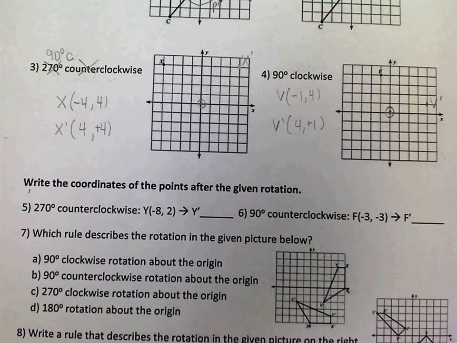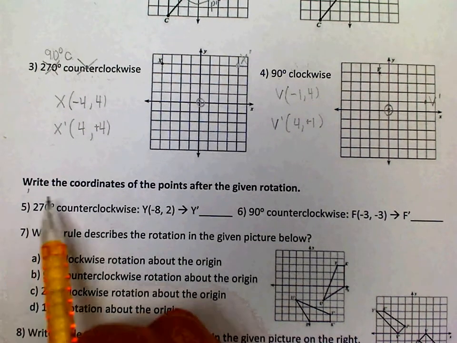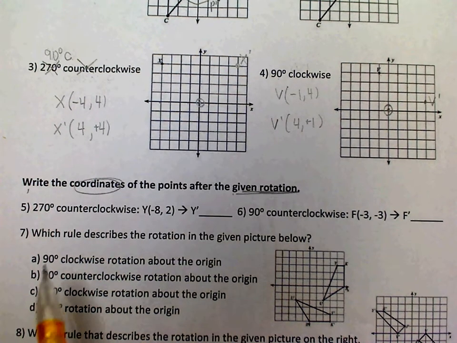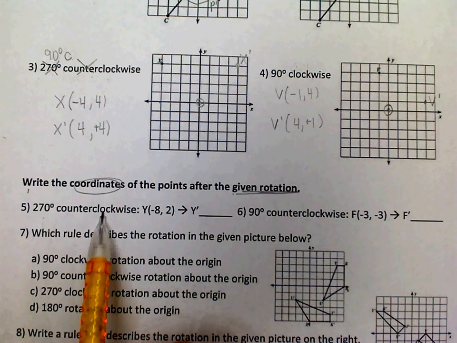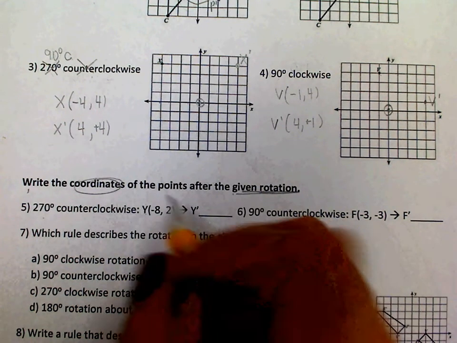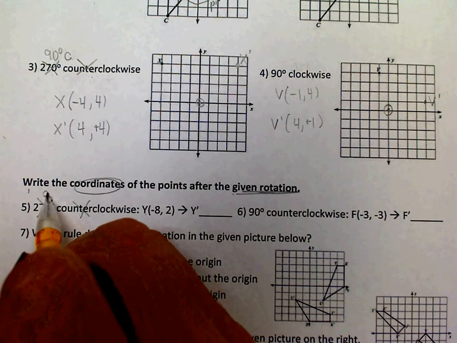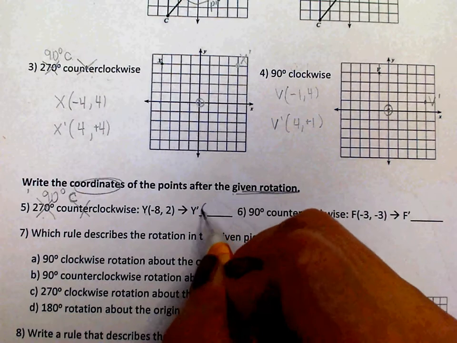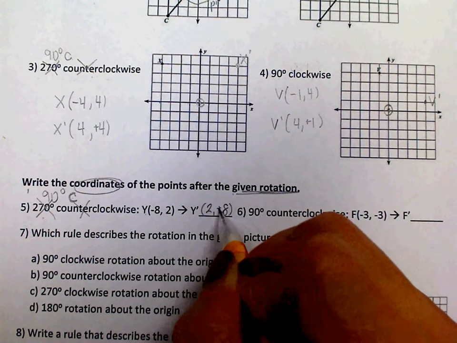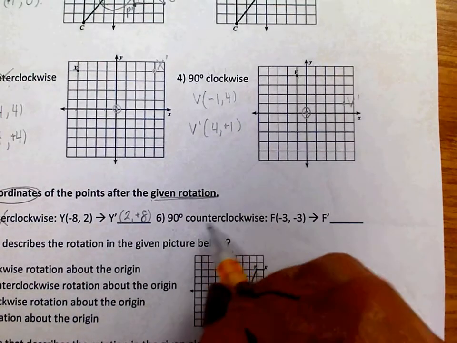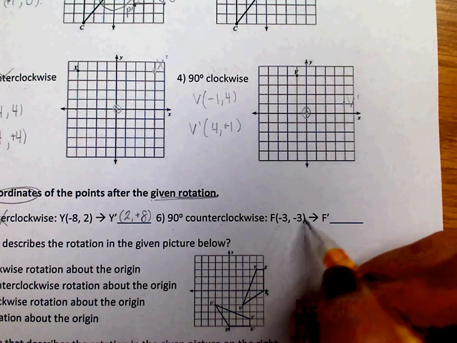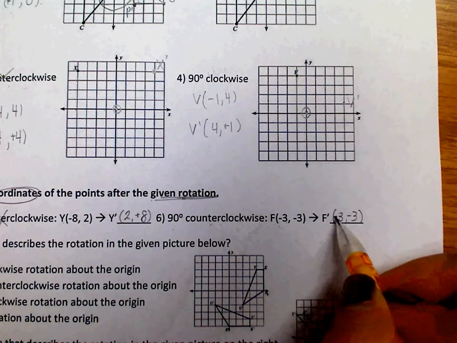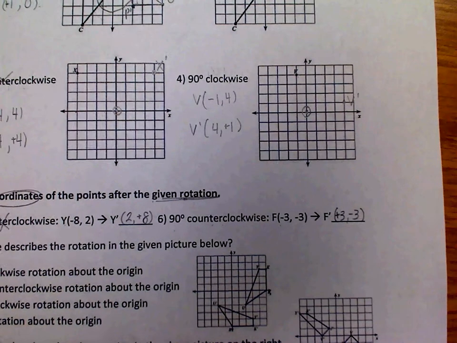All right, the next part. Write the coordinates of the points after the given rotation. So look at the coordinates, and then look at the given rotation. I see 270 counterclockwise for this y. So let's see what the coordinates will be. I have two x's, 90 degrees clockwise. Now, what do I know about clockwise? Got to swap them, but then you change the sign of the right one, and I'm done. 90 degrees counterclockwise. Okay, so I have negative 3, negative 3. Well, 90 degrees counterclockwise means swap, but then change the sign of the left one, so this becomes positive 3, negative 3.